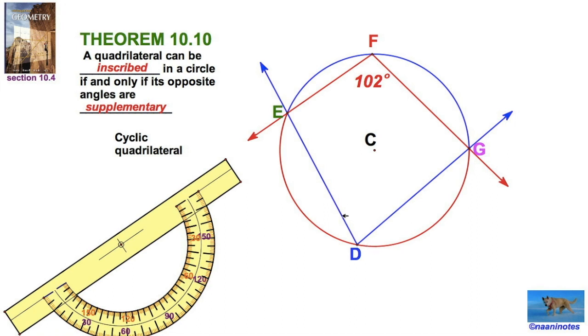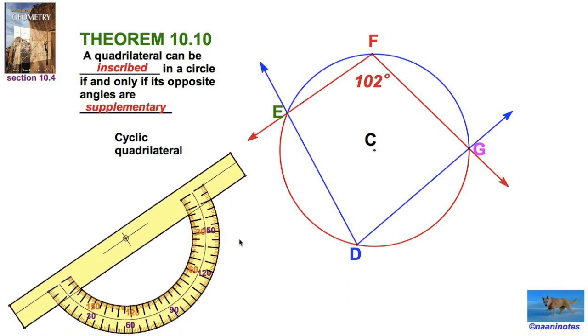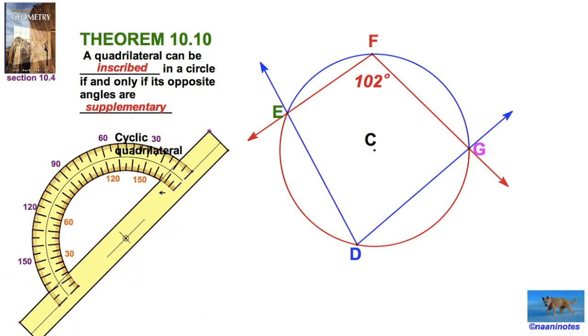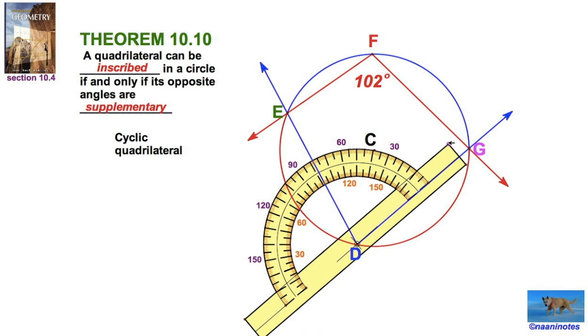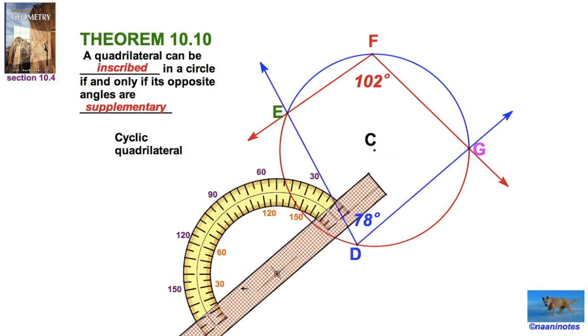Now, if I were to take the blue, and I'm going to say the blue rays, the blue angle, that is, the angle EDG, also known as D, intercepts that blue arc, which appears to be the minor arc. So let's see if I can put my protractor on this and line it up like this. And let's see what I've got there. And I can see 60, 75, 6, 7, 8. I'm getting 78 degrees.